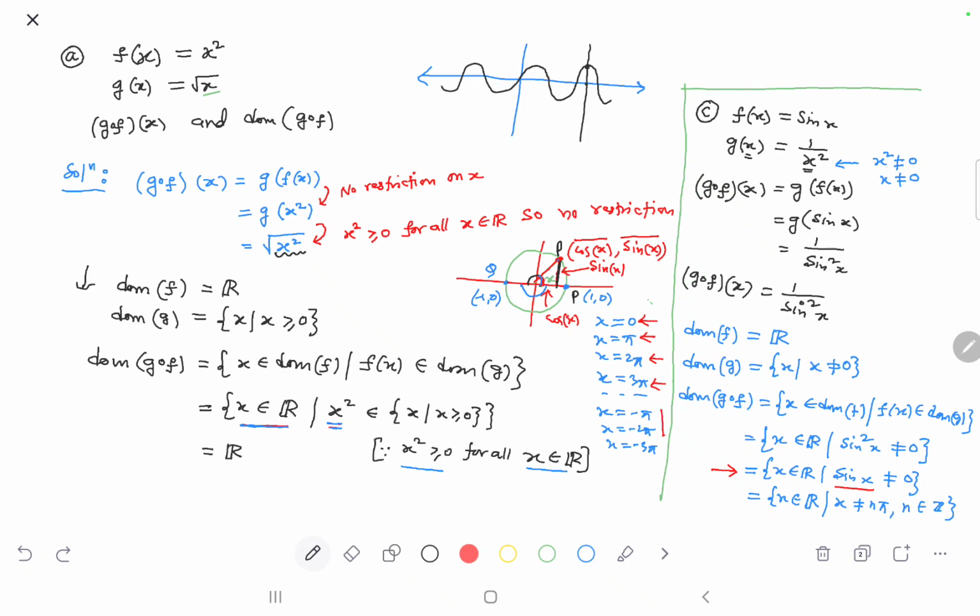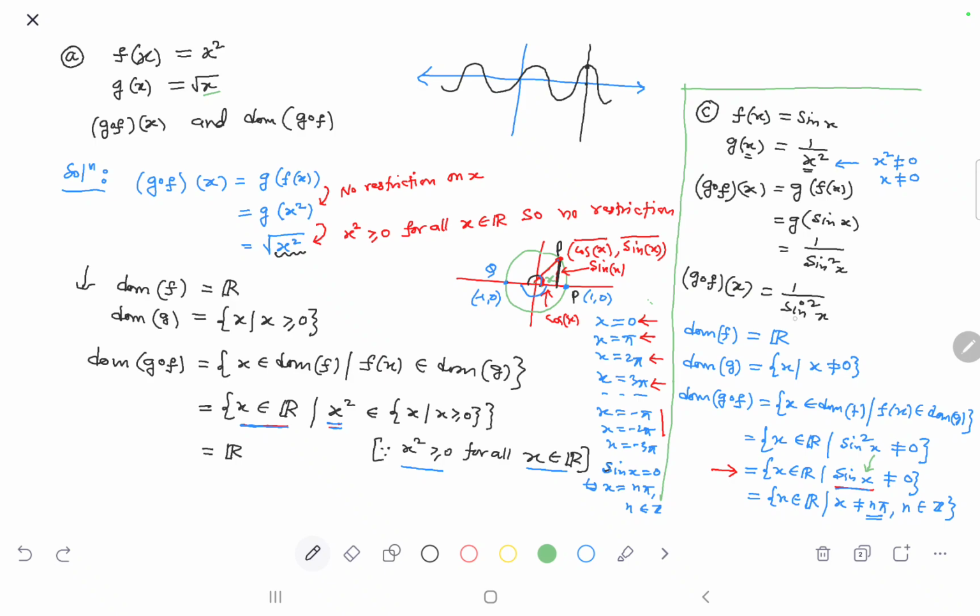So therefore, let me write sine x. So sine x equal to 0 if and only if x is of the form n pi. n is either 0 or 1 or 2 or minus 1, minus 2, 3, minus 3, 4, minus 4, like this. So sine x will not be 0 means x is not of the form n pi. So the main part here, you have to properly understand the domain and the behavior of the sine function.